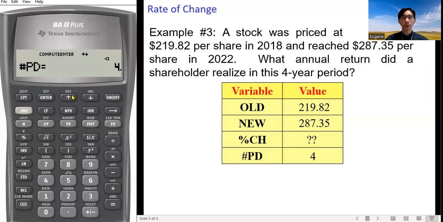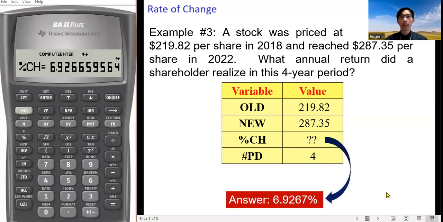Get back to the percent change variable. And then CPT, compute. We get the annual return. The annual return is 6.9267% per year in this 4-year period. This is a percent increase. The number we obtained is a positive value. Let's take a look at the next example.